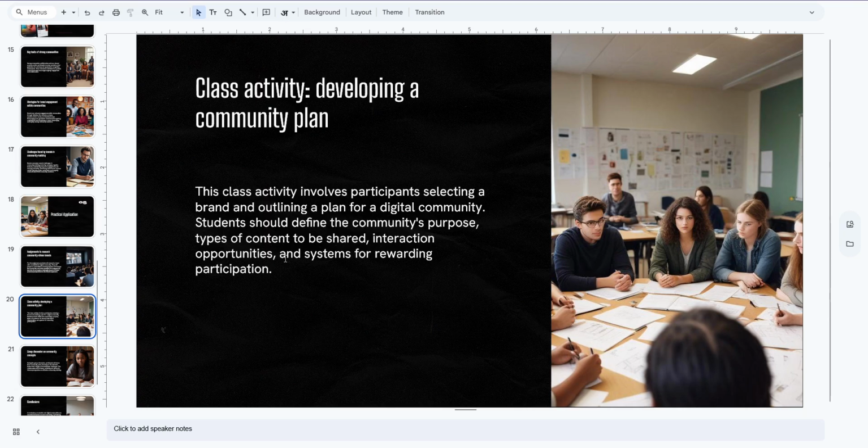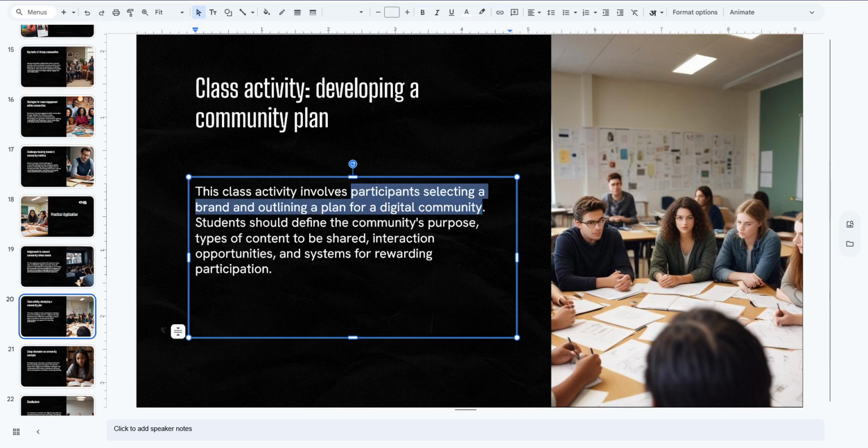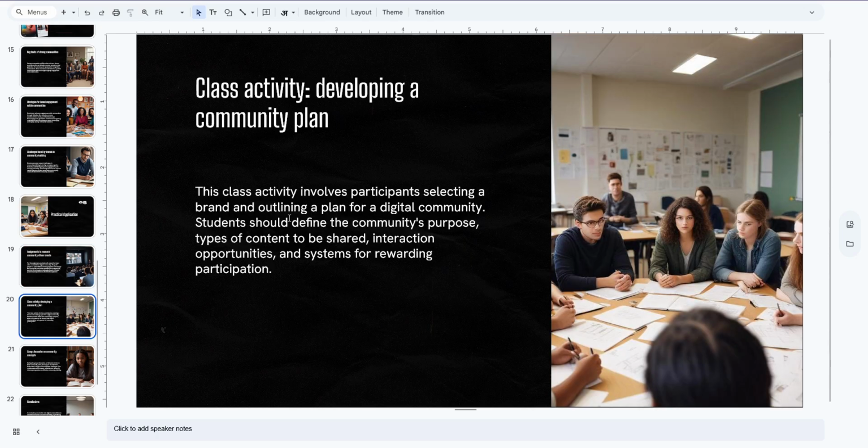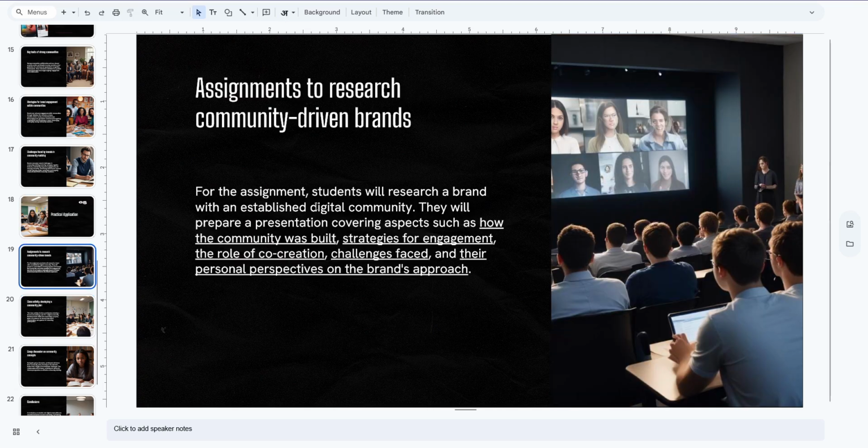This class activity involves participants selecting a brand and outlining a plan for a digital community. So this is like prepping for that digital community plan. Students should define the community purpose, types of content to be shared, and so on. This one is the next step, but since the participation is less and we have not been able to divide the community, we will stop at the presentation. But if you want, you can go on to the next activity too. This is not a hard and fast rule, I am only looking for that presentation.